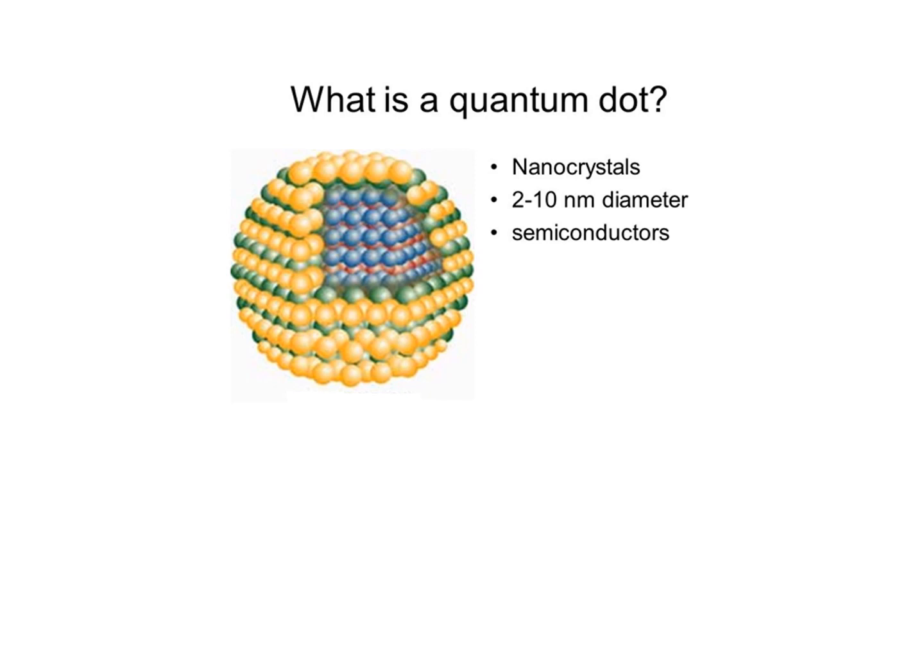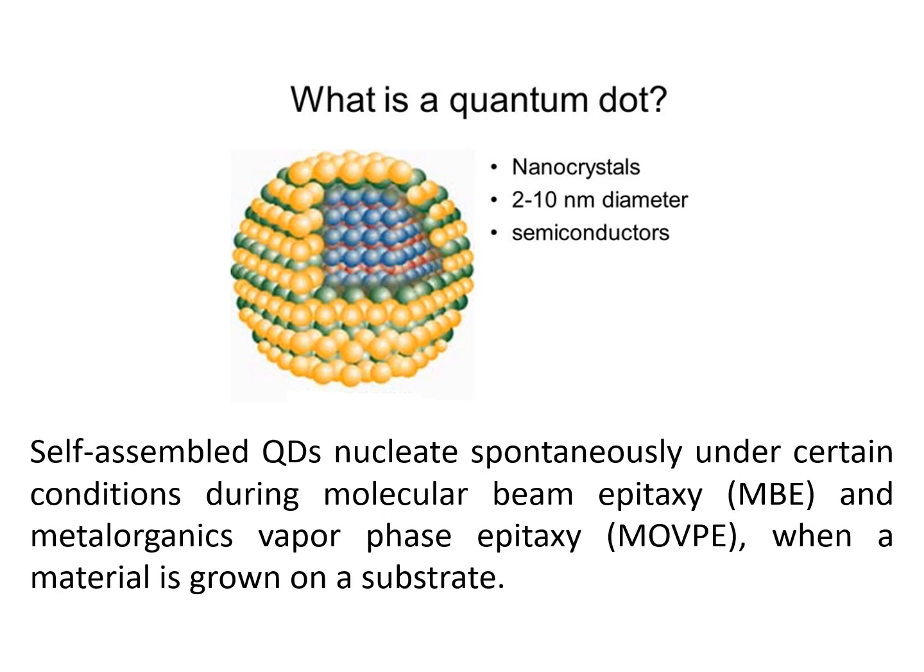This quantum dot is basically a semiconducting nanocrystal whose crystal dimension is around 2 to 10 nanometers. Now these quantum dots can be fabricated using molecular beam epitaxy or metal organic vapor phase epitaxy, etc., on a substrate.